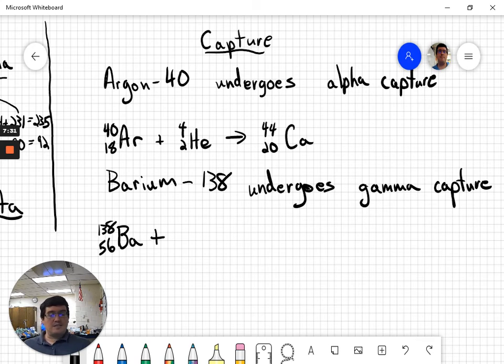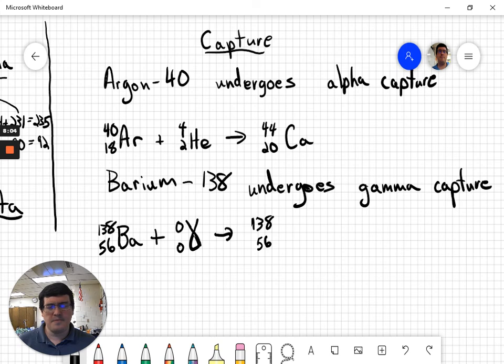We are going to add to that gamma capture. So gamma, it's that funny upside-down fish standing on its head sort of thing. 0, 0. And by the way, I put too many fins on that fish. There we go. That's what gamma is supposed to look like right there. Some people draw it a lot smaller. I'm not one of those people. So here's the thing about gamma capture. You notice what happens to both of those. They don't change. So over on the right-hand side, the top number is going to be 138 and the bottom number is going to be 56. There's no change there, so this is still going to be barium.